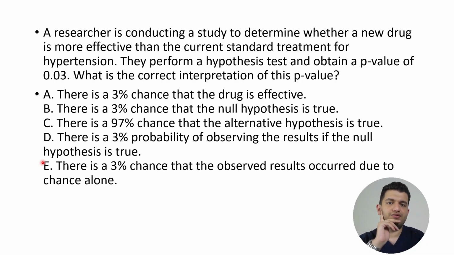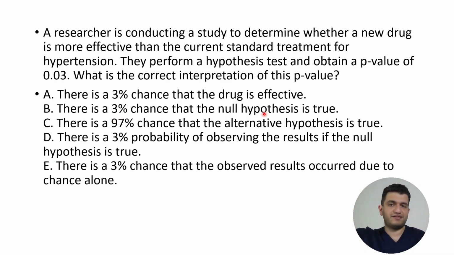Now, a researcher is conducting a study to determine whether a new drug is more effective than the current standard treatment for hypertension. They perform a hypothesis test and obtain a p-value of 0.03. What's the correct interpretation of this p-value? I hope you can answer this on your own. It will be B, that there is a 3% chance that the null hypothesis is true.